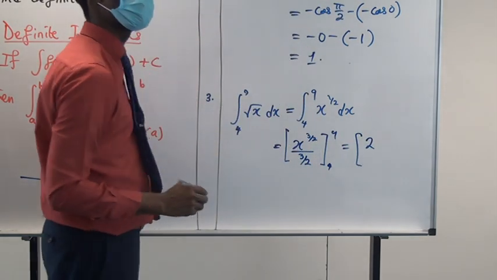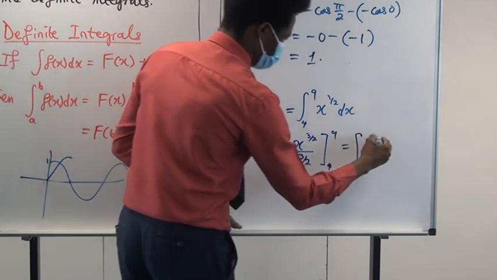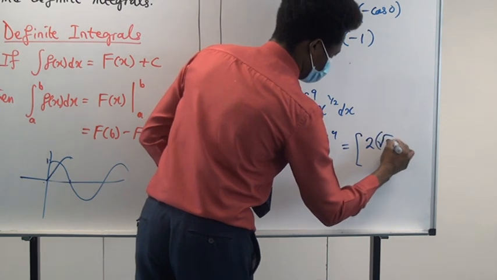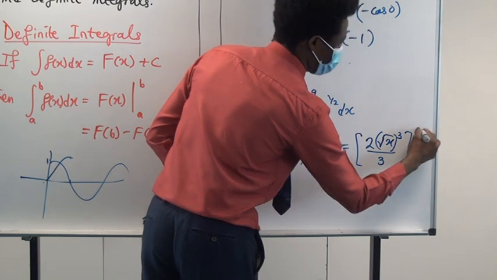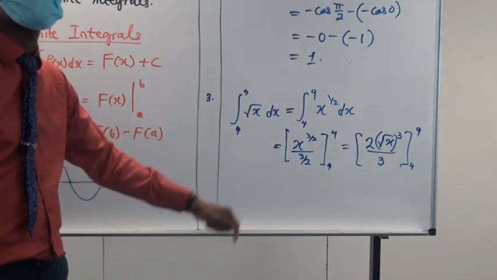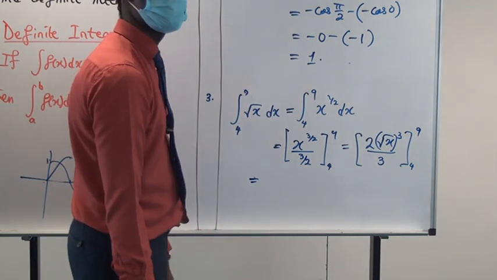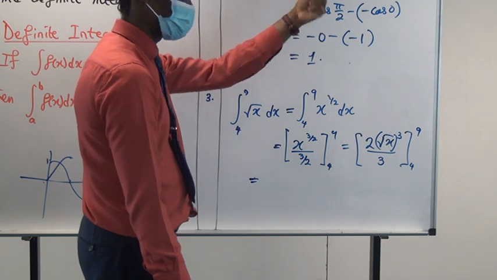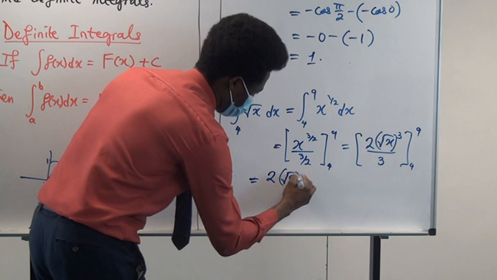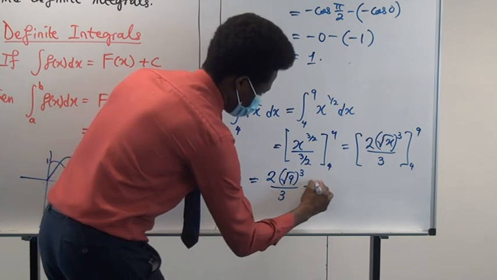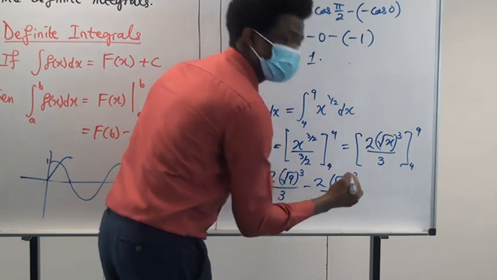I'm writing it in form of root because I'm having numbers to be substituted. So that will be the square root of x to the power 3. Of course, you don't have to write it in this form. I write it this way so it's easy for me when I substitute numbers. When I substitute the upper limit, that will be 2 square root of 9 cubed divided by 3, minus 2 square root of 4 raised to the power 3 divided by 3.